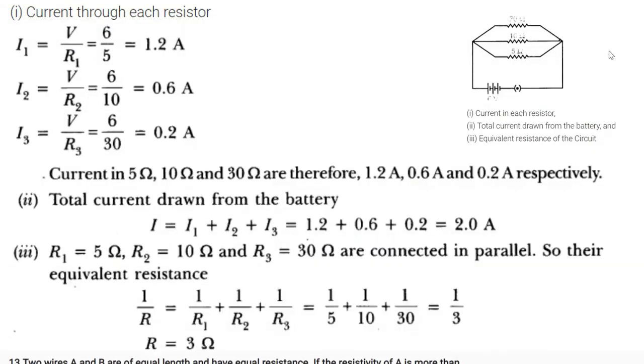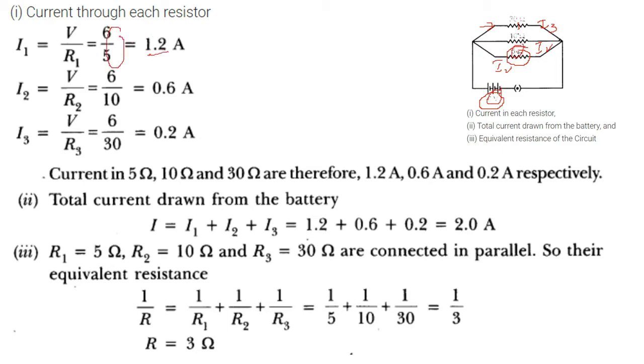Now here the resistors are in parallel. So what will be the current passing through each? We know that the voltage is 6 volt. First we will compute I1; say I1 is passing here, I2 here and I3 here. I1 is V by R. V is 6 volt, R is 5, so 6 by 5 is 1.2.